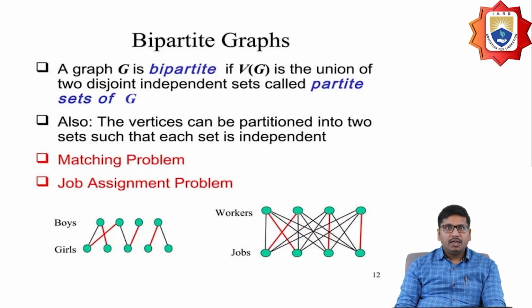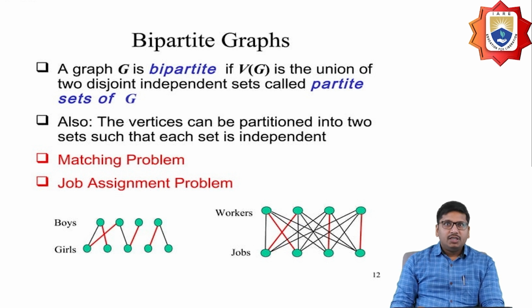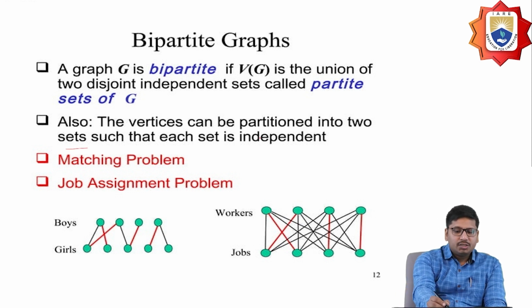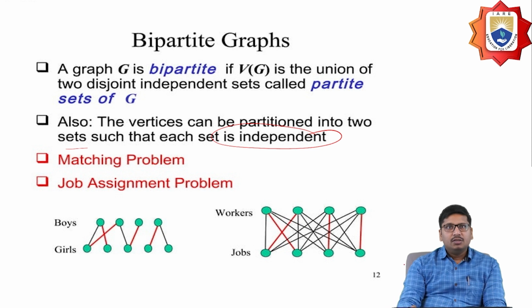And next one is bipartite graph. So what is a bipartite graph? A graph G is bipartite if V of G is the union of two disjoint independent sets, called bipartite sets of the graph. These vertices can be partitioned into two sets such that each set is independent. In bipartite graphs we are going to see two kinds of problems, matching problem and job assignment problem.